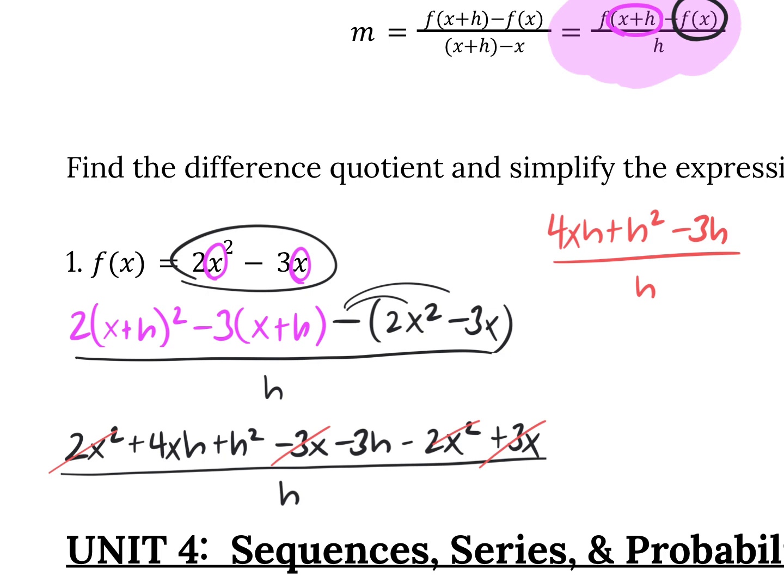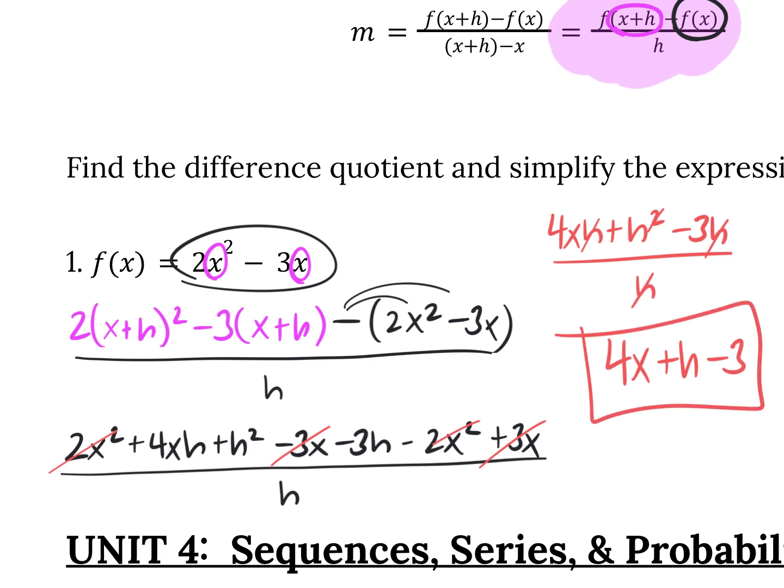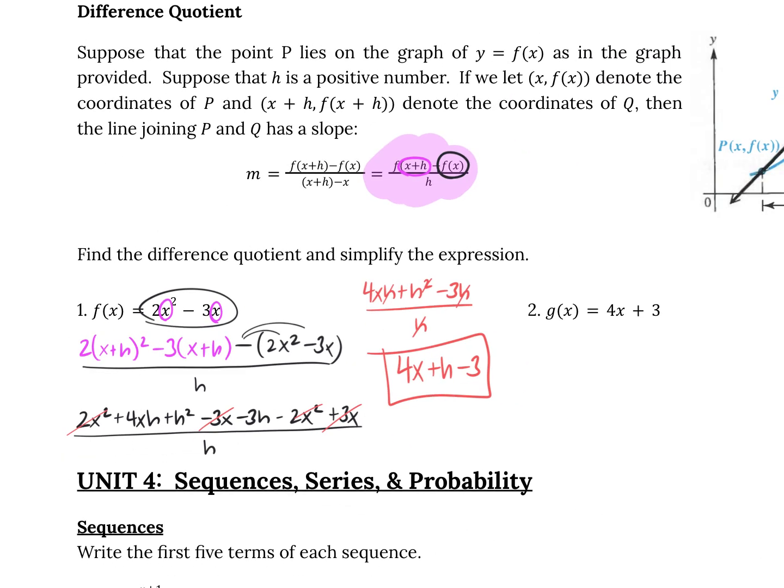Now I can take an h out of every single thing here, so I'm going to divide all these by h to give me my final answer of 4x plus h minus 3. So as long as you have this formula here, maybe put an example on your note card if you're struggling with this one. But that should be it. I'm going to skip example 2 so we can move on and give you guys some more time to work.